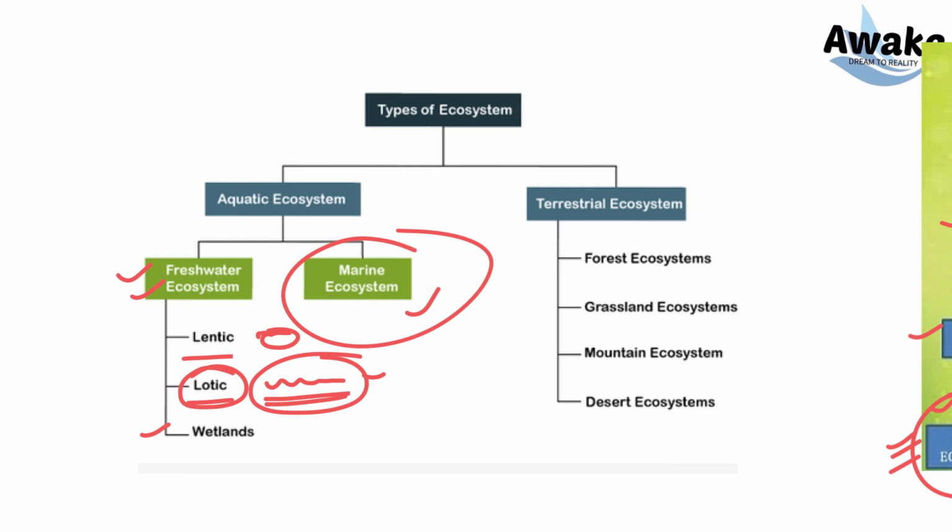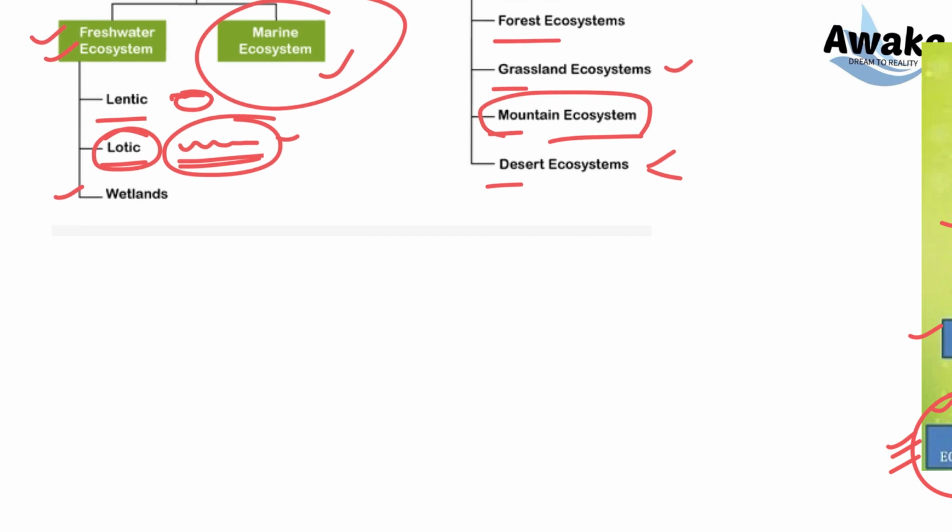When it comes to the terrestrial ecosystem, we have forest ecosystem, grassland ecosystem, mountain ecosystem, desert ecosystem. In the forest ecosystem, we have coniferous forest and temperate evergreen forest. These are the classifications again in the forest ecosystem. In the grassland ecosystem, we have semi-dry and moist, humid kinds of grassland ecosystem. When it comes to the mountain, we can see that mountain regions have different kinds of ecosystem. In the desert also, we have hot desert and cold desert classification. So this is the basic understanding of types of ecosystem.